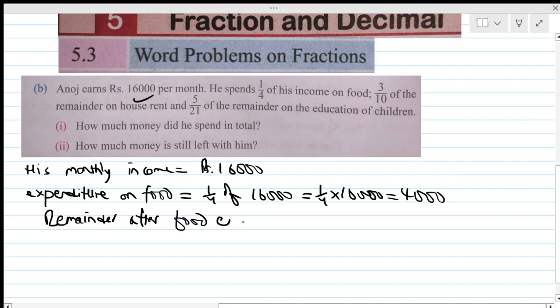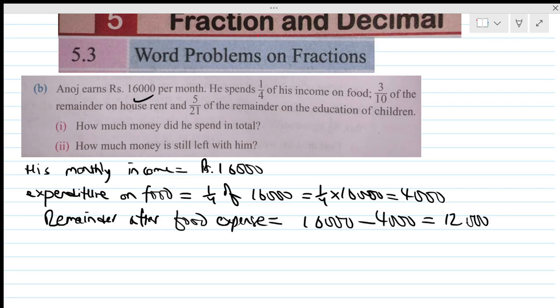So remainder after food expense: he had rupees 16,000 at the beginning and he spent 4,000 on food. So 12,000 rupees he had as a balance after the expense on food. And now how much will be the house rent? It's said here 3 by 10. So he is spending 3 by 10 of the remainder for house rent.